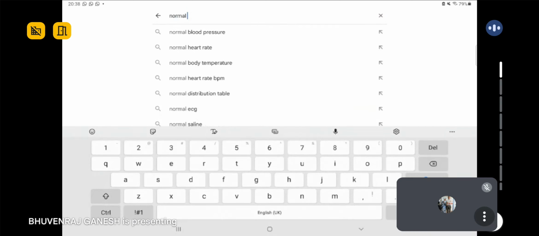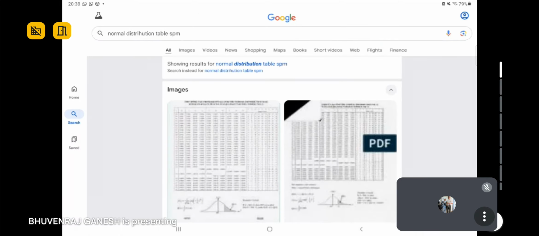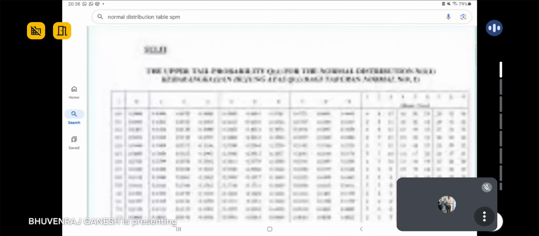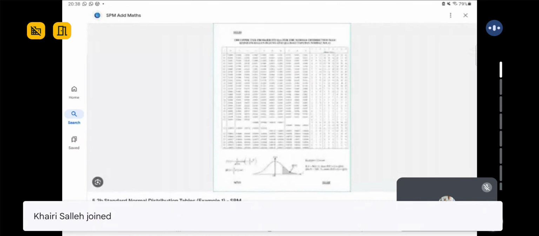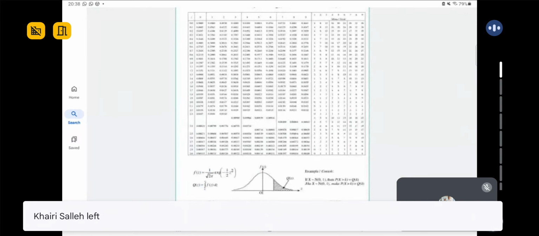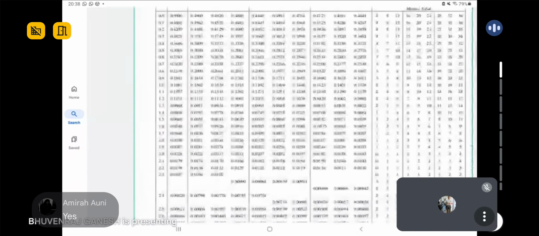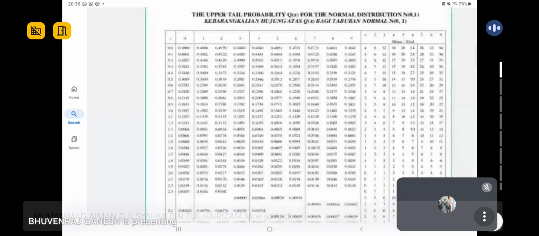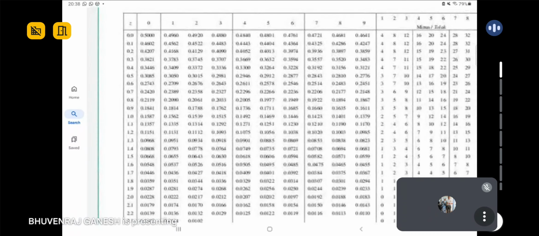Normal distribution table. Okay guys, so this is the table you see in exam. Am I right? Kamu nampak kan jadual ni dalam peperiksaan kamu. This is the exact one guys. Kamu nampak yang ni. Okay guys, so you can see all. Oh, cannot zoom in. Never mind. Okay, tak boleh zoom in, tapi saya bagi macam ni lah.